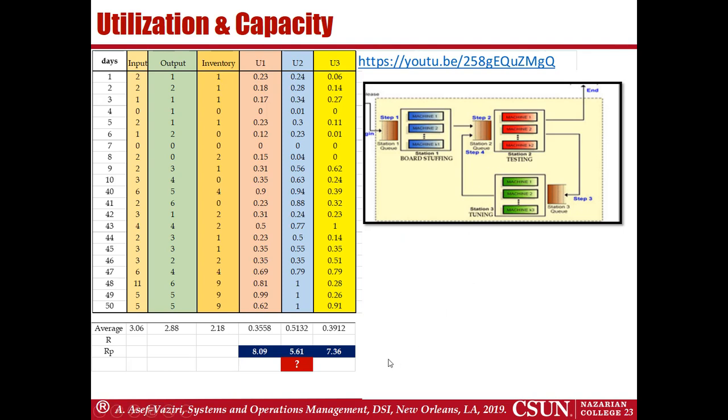Then I ask them, for example, the capacity of this one is 5.61 per day. I will ask them, suppose 11 products are waiting here. How long does it take to pass them through this station? I will drop your lowest quiz if you answer my question.